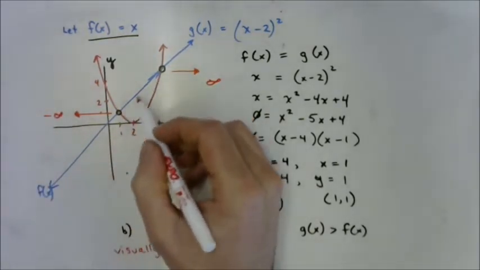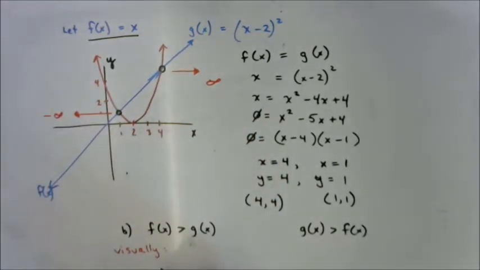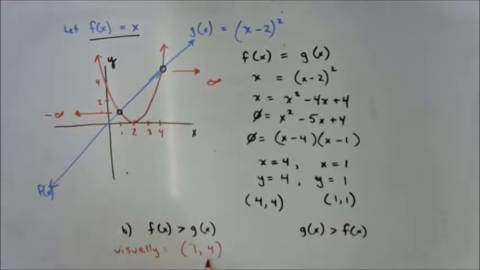Okay? But in between 1 and 4, the line is greater. So we can use interval notation. We can say this is true from 1 to 4, exclusive of the points 1 and 4, because they're equal at that point. Okay? If this were greater than or equal to, then we'd have to use square brackets.